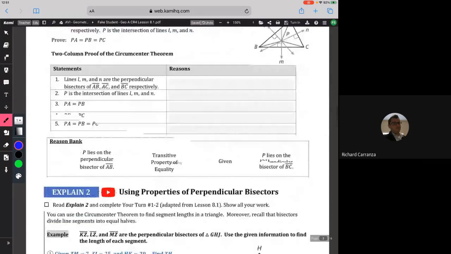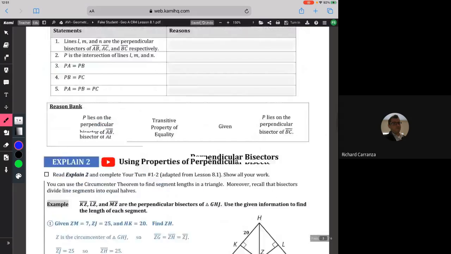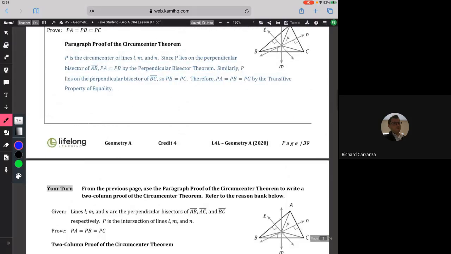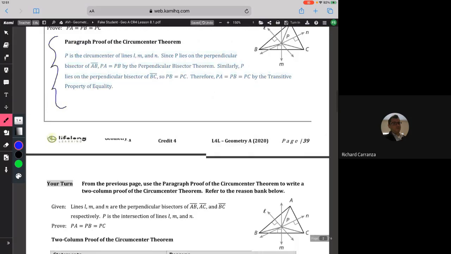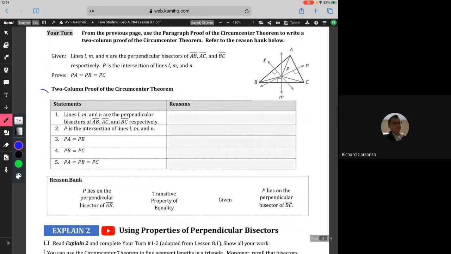So the first page you actually have to do work is going to be page 40. On page 40, you're just going to take the paragraph proof that's on page 39, and we're going to lay it down in a two-column proof.